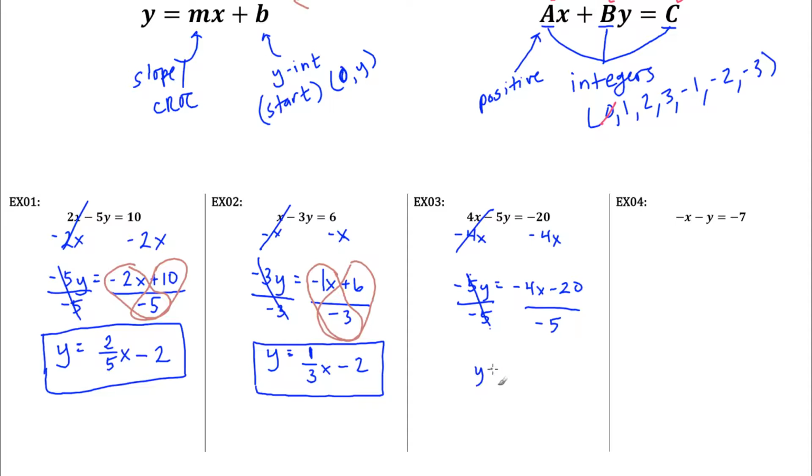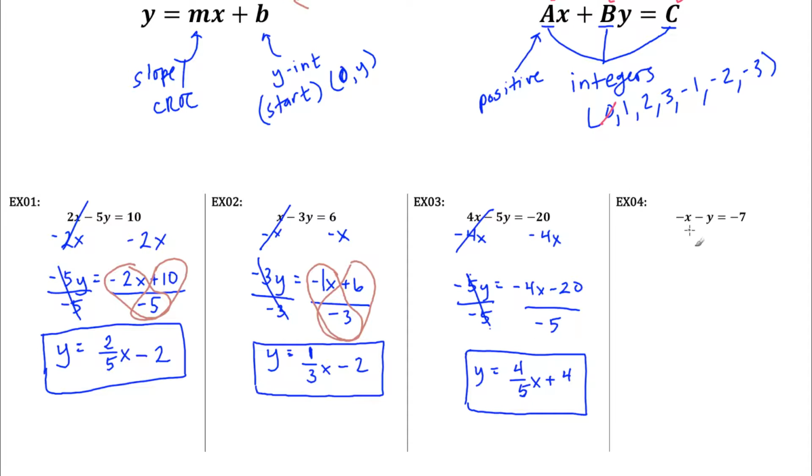So y equals negative divided by negative is a positive. 4 over 5. I can't divide that. Negative divided by negative is a positive. Oh, I forgot my x. Positive. So plus 4. There I go. And now we have one more.